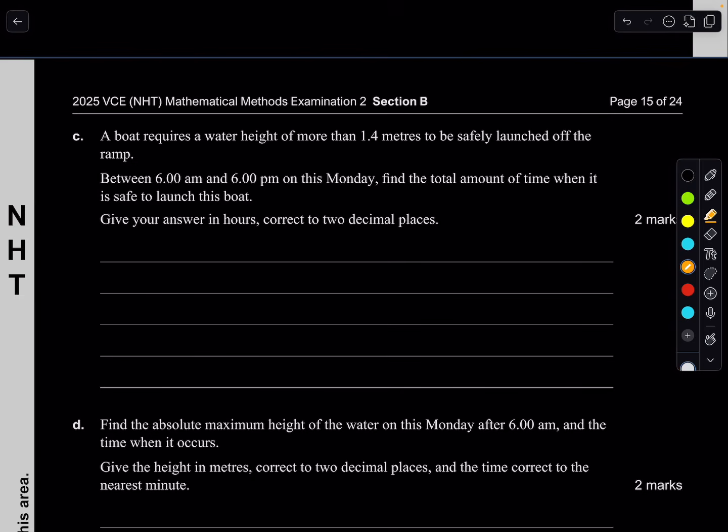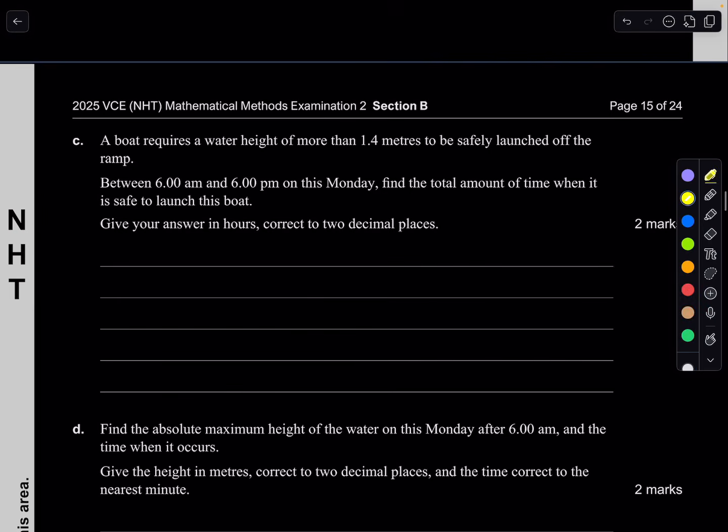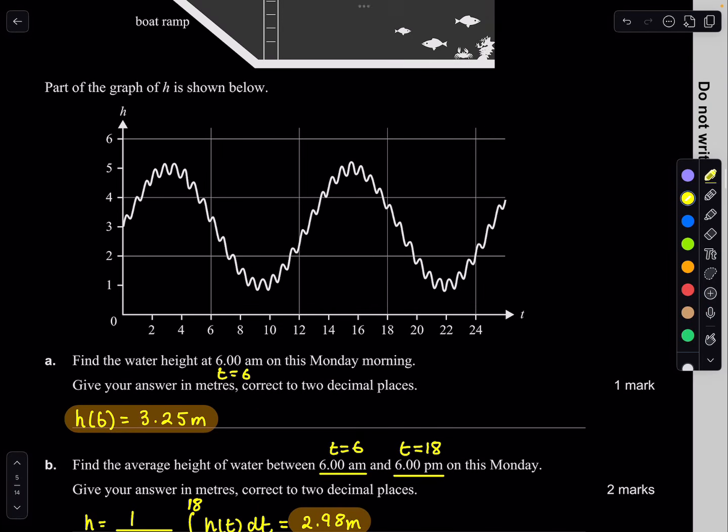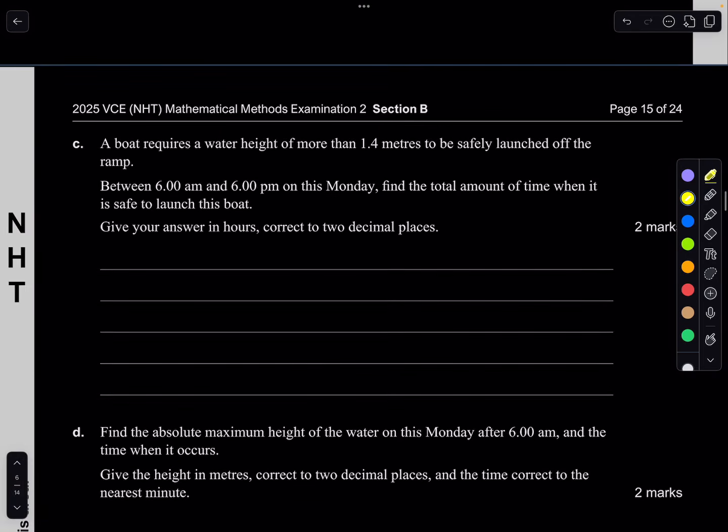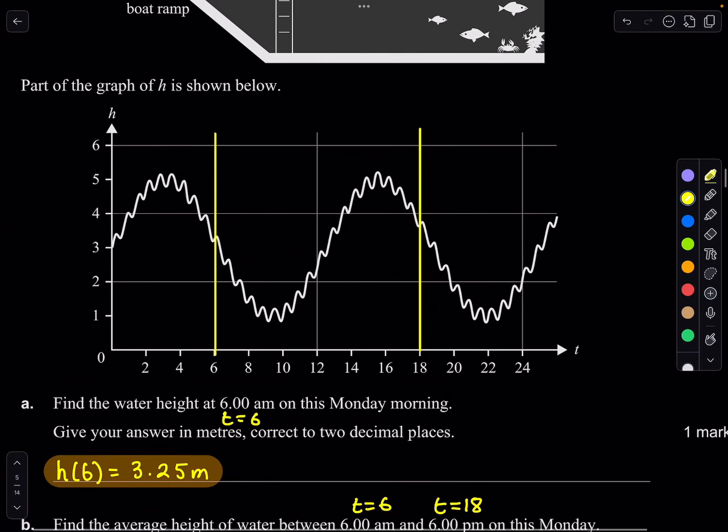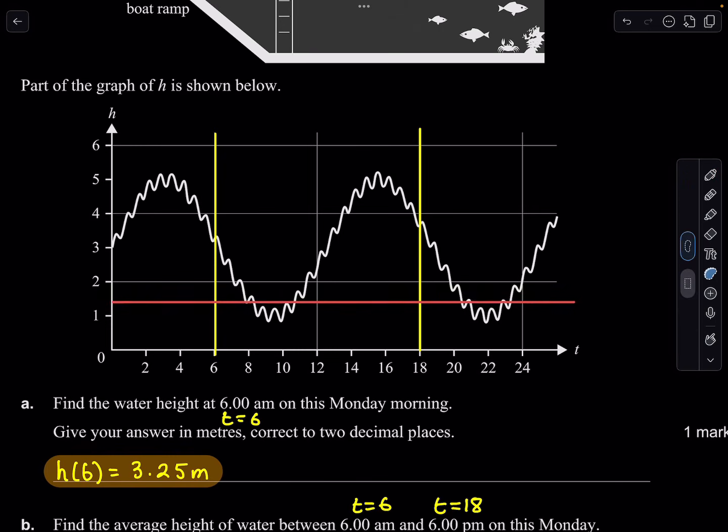Okay, so from 6 a.m. to 6 p.m. Well, let's have a look at it from the graph. 6 a.m. is here at this time, t equals 6. And 6 p.m. is at 18, like this. And basically, it's the height, more than 1.4. So let's just draw a line that represents 1.4. Let's estimate that's 1.4. Doesn't matter because we can just graph with our calculator much better.